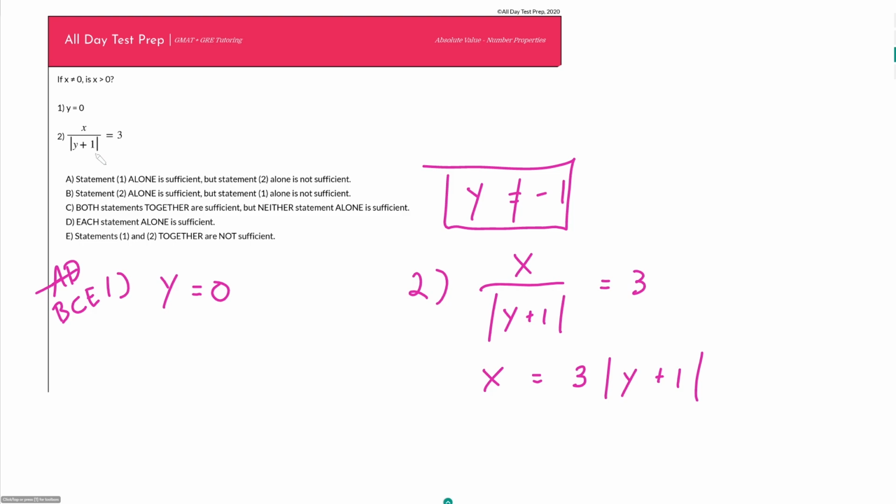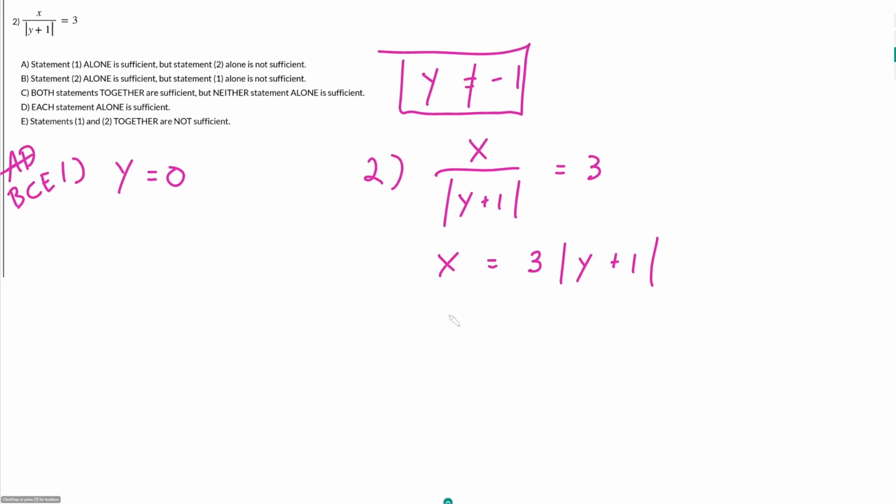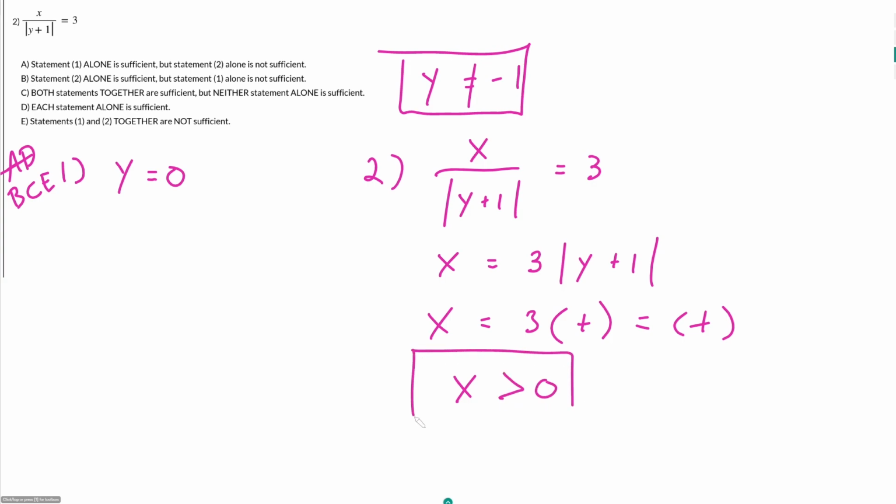And so if we go back to what this second statement is telling us about x, x is equal to 3 times a positive number. And that is really all we know, because all we know about this absolute value expression is it's got to be greater than 0. But 3 times a positive number is always going to give you another positive number. In other words, from this second statement alone, we know x must be greater than 0.